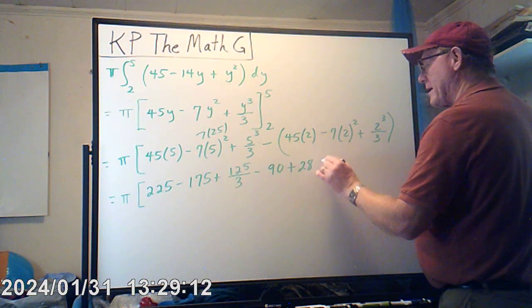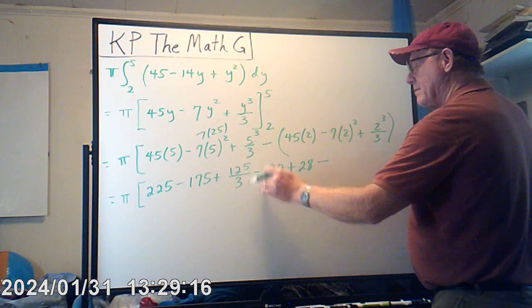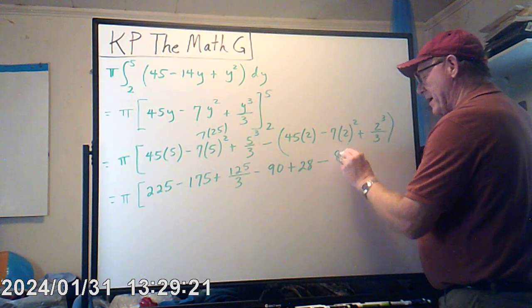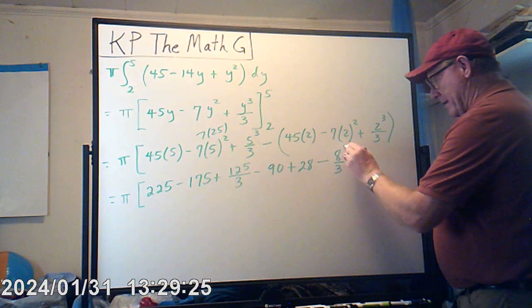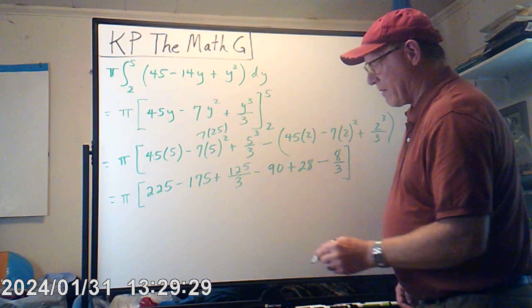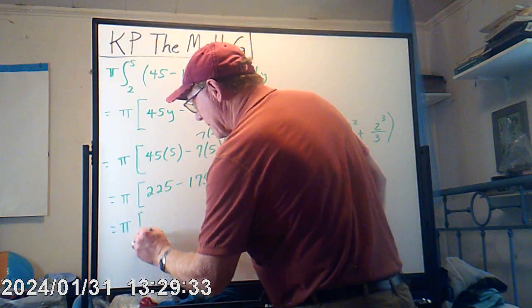Minus sign here, so just change your signs. Minus, plus, minus. So minus 2 cubed is 8, 8 over 3. Alright, that's it. And then we just put all of this together. Let's see what we get if we do that.